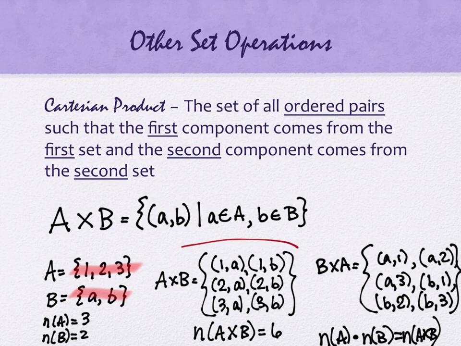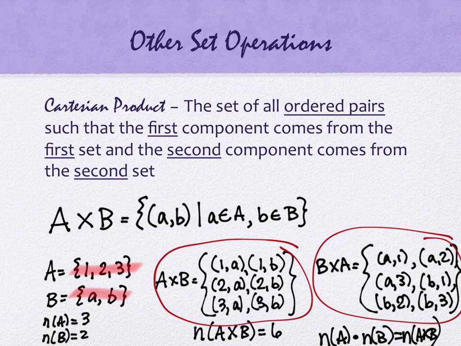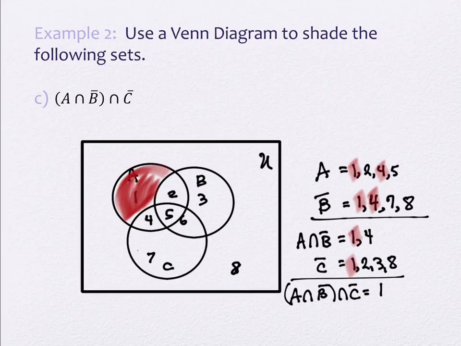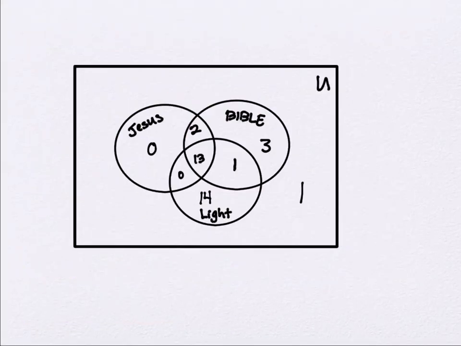So this one is A cross B, and this one is B cross A. Are they the same? No, they're not the same. All of the ordered pairs are reversed. Every single one of them is flipped. So the question is, is it commutative? And the answer is no.